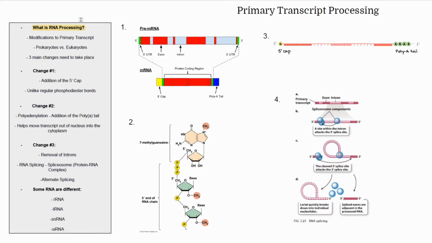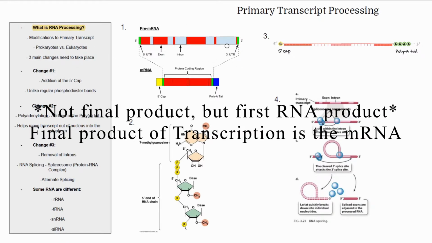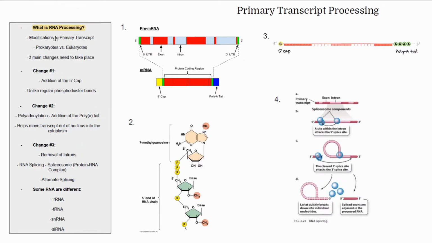What is RNA processing? RNA processing are the modifications to primary transcript which ultimately lead to the mRNA. The primary transcript is the final product of transcription. So after transcription, the RNA product is known as the primary transcript or the pre-mRNA, which is then modified to make the mRNA. Now there are three main modifications in protein coding RNA that take place in eukaryotes. This is the removal of introns, the addition of the 5' cap, and the addition of the 3' polyadenylate tail.